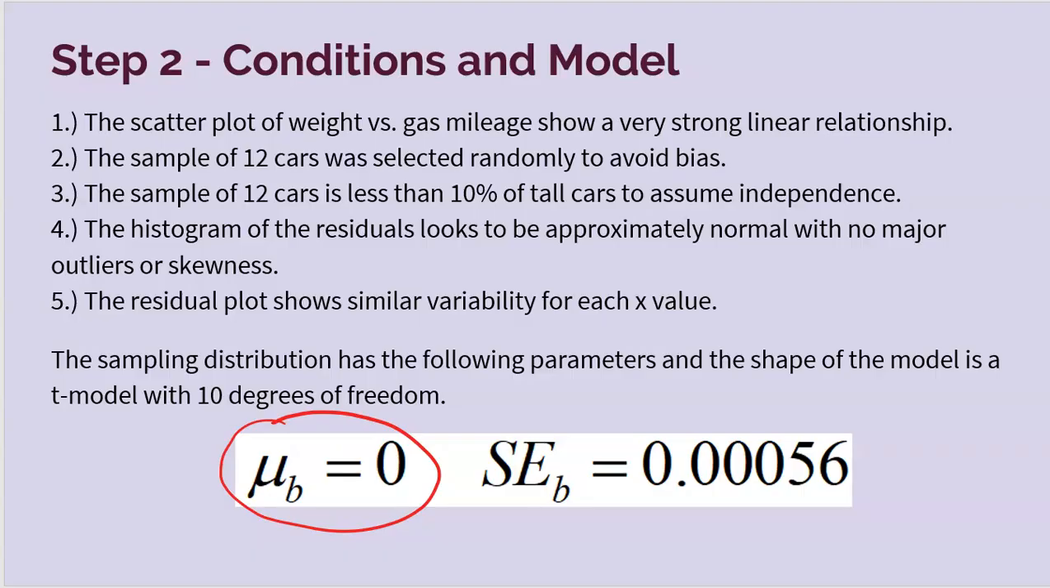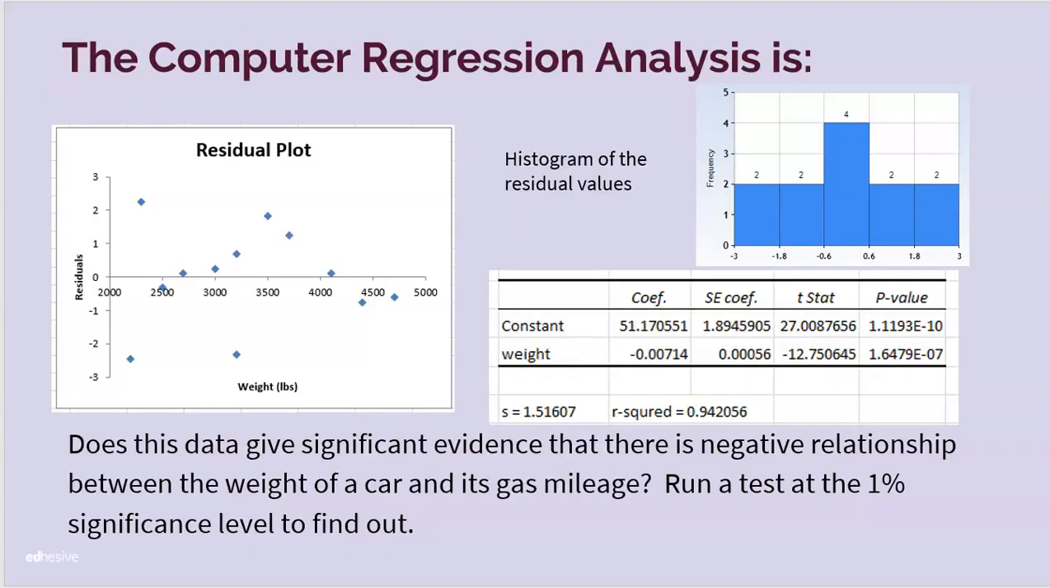Meaning that, I get that some samples might even show a positive relationship. Some samples might show a negative relationship. But if you average all of those samples out, you're going to get 0, because I have to assume that there really is no relationship between the weight of a car and the gas mileage. And the standard error, of course, for that sampling distribution comes from the table.